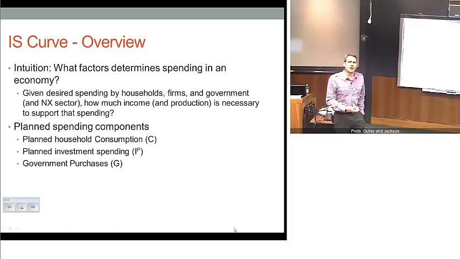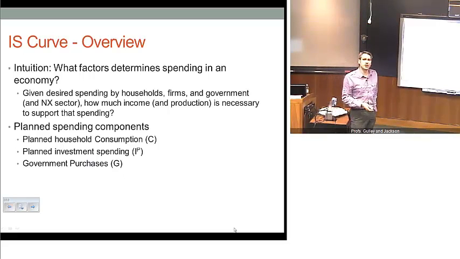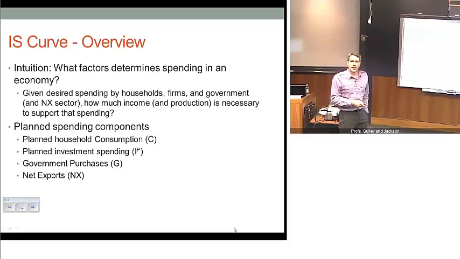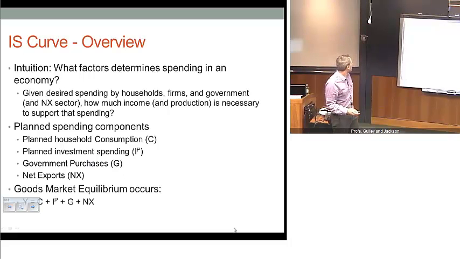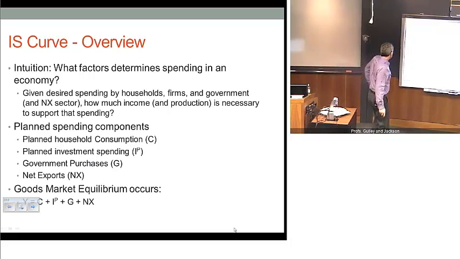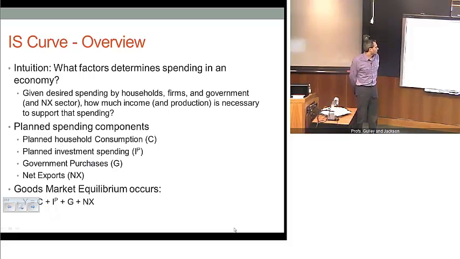The third piece is government expenditures. Again, this is the state, federal, and local level, how much governments are purchasing. And then the last piece is the net export sector, which we'll talk about. And so the point here is we need to figure out what determinants are going to enter into each of these four spending components.